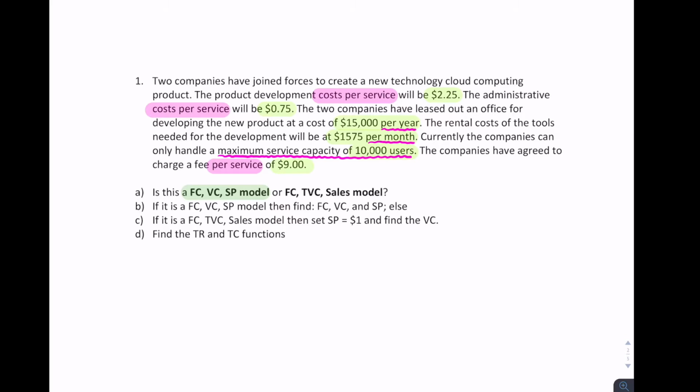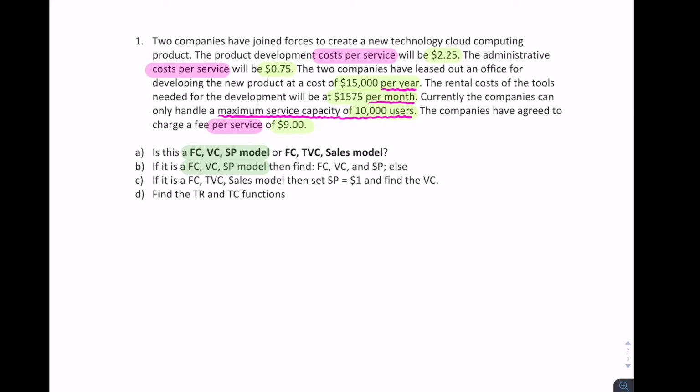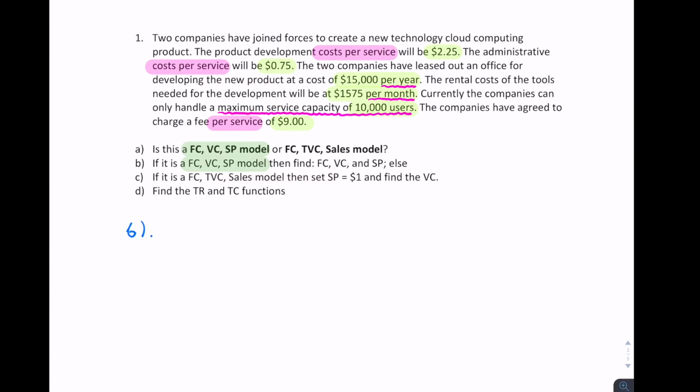So now for this one, the next question says, if it is this fixed cost, variable cost, selling price model, then they want us to find the fixed cost, variable cost, and the selling price. So those come from all the highlighted items. So this is for B. Now, they are first asking us for all the fixed costs. So fixed costs were supposed to be all items which are on a timely basis.